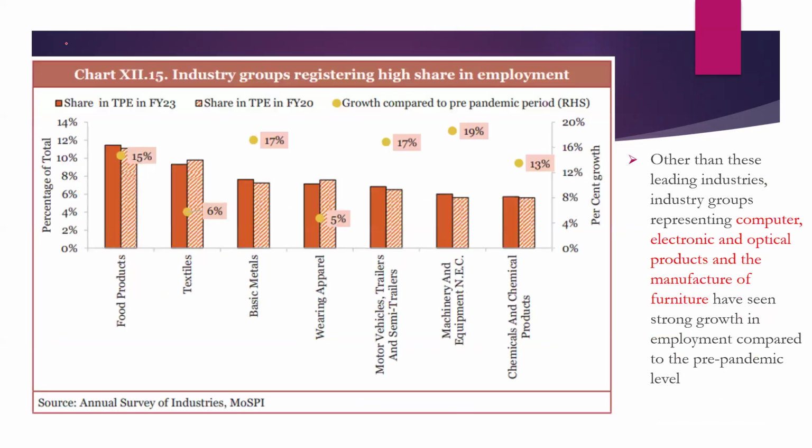Fine. Now this one is also very important. Which are the industry groups in India currently which have the highest share in employment? Here food products, textile, basic metal, apparels, motor vehicles, machinery, chemicals. These are the 7 sectors where we are seeing high employment in India currently. Apart from this, in electronics manufacturing also we are now seeing an uptick. So you should clearly know this. Which are those industries where we are seeing high growth, in percentage terms also? Food products, textile, basic metal, apparel, motor vehicle, machinery, and chemicals and chemical products.